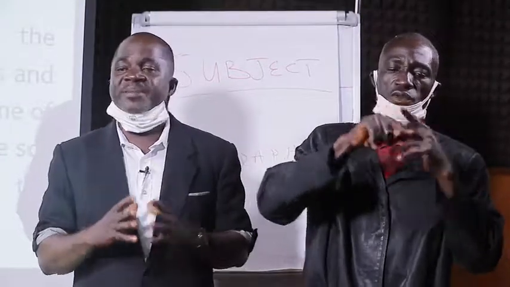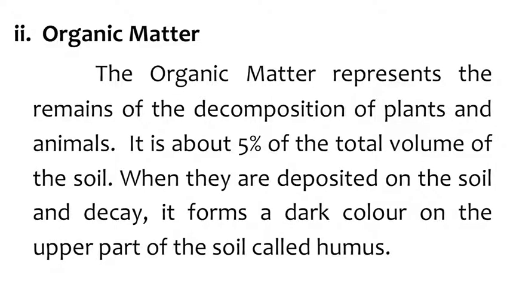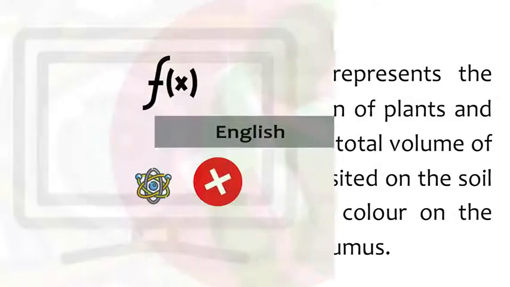When we talk of organic matter, it represents the remains of the decomposition of plants and animals. In fact, it forms just about 5% of the total volume of the soil. When they are deposited on the soil and decay, it forms a dark color on the upper part of the soil called humus.